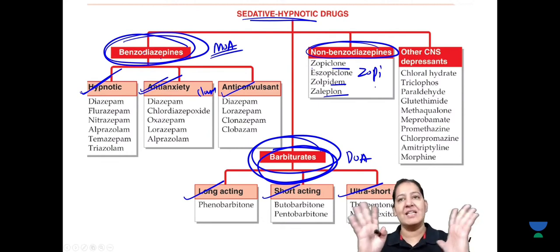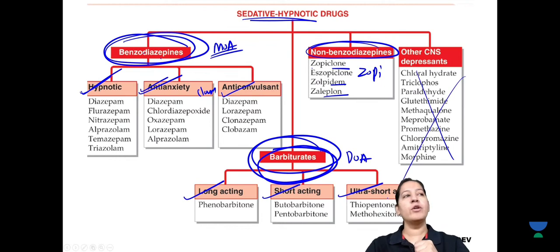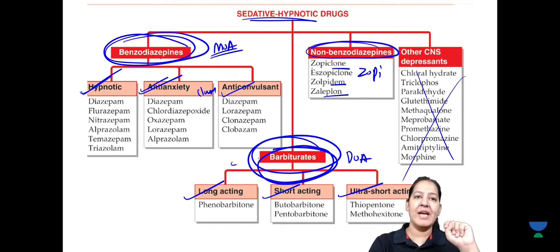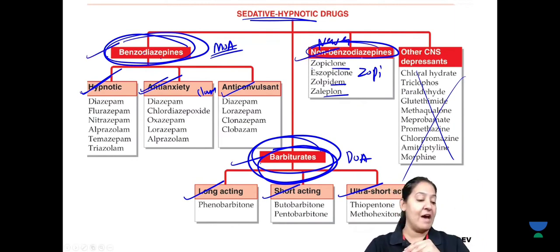Other drugs in this category I'm not going to teach you. I'm going to teach you three broad categories of drugs here. I will start with barbiturates, then I will come to benzodiazepines, and then to the newer drugs, the non-benzodiazepines. Everyone give me a thumbs up.